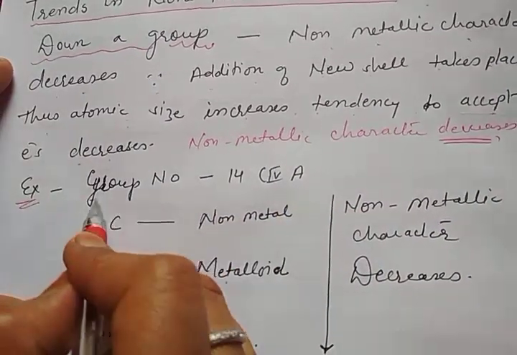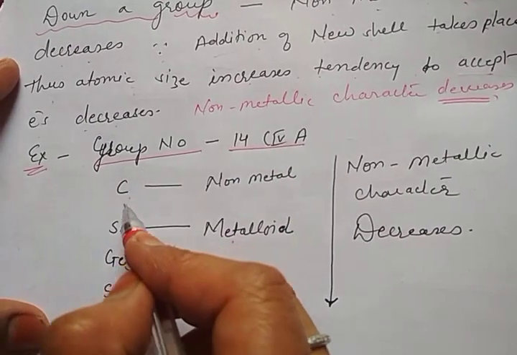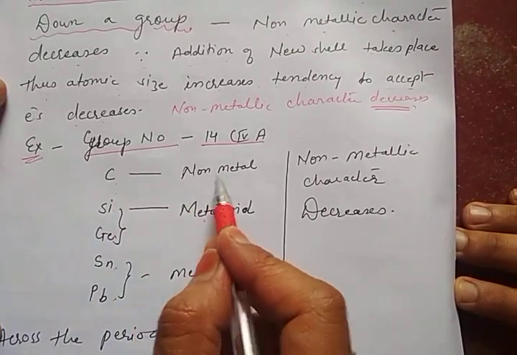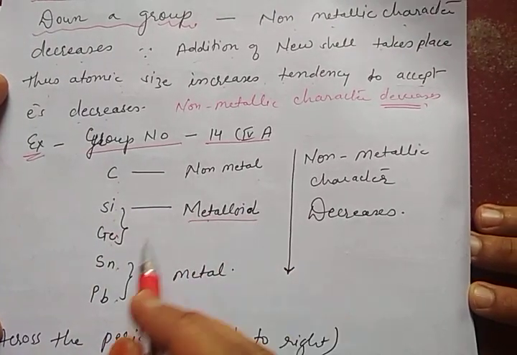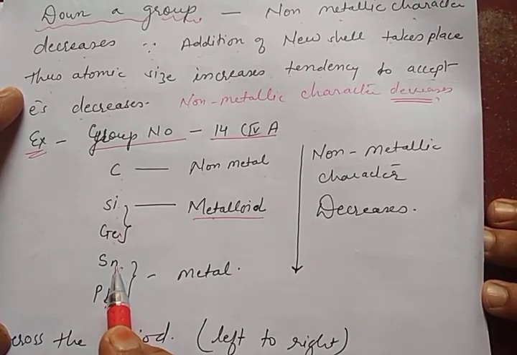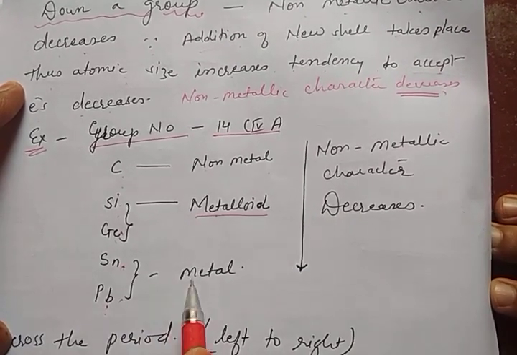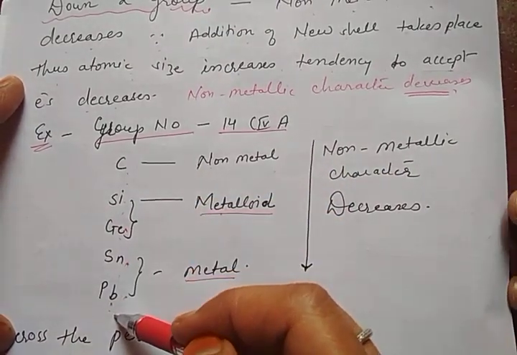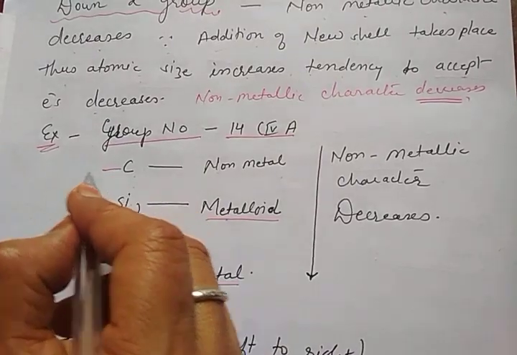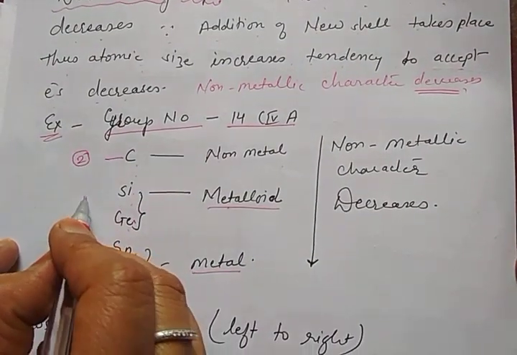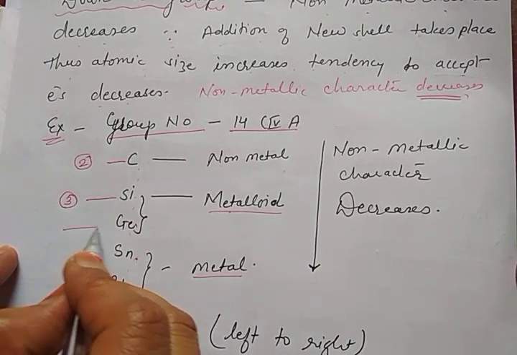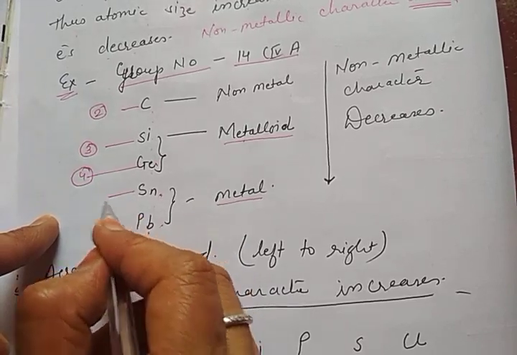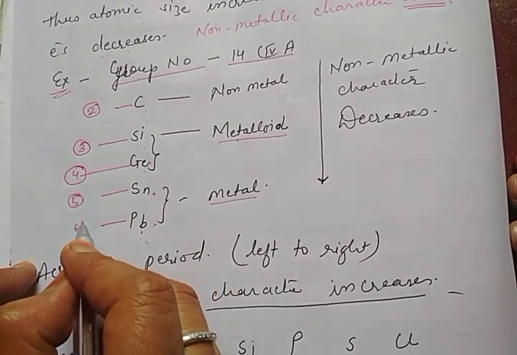Let me take the example of group number 14: carbon, silicon, germanium, tin and lead. Carbon is a non-metal, silicon and germanium are metalloids, and tin and lead are metals. As we move from top to bottom, the number of shells increases. Carbon belongs to the second period, 2 shells. Silicon belongs to the third period, 3 shells. Germanium belongs to the fourth period, 4 shells. Tin has 5 shells. Lead has a sixth shell.